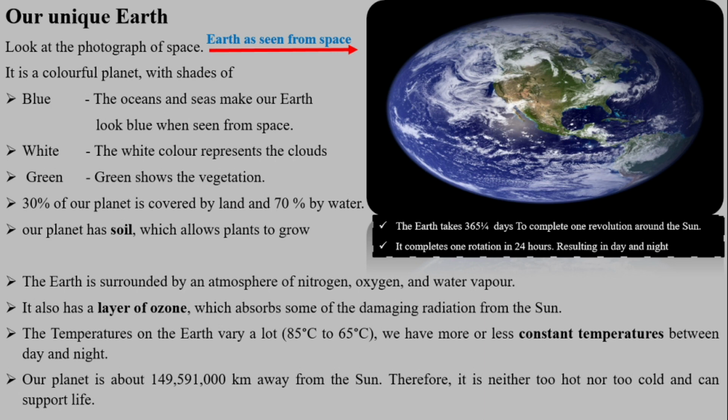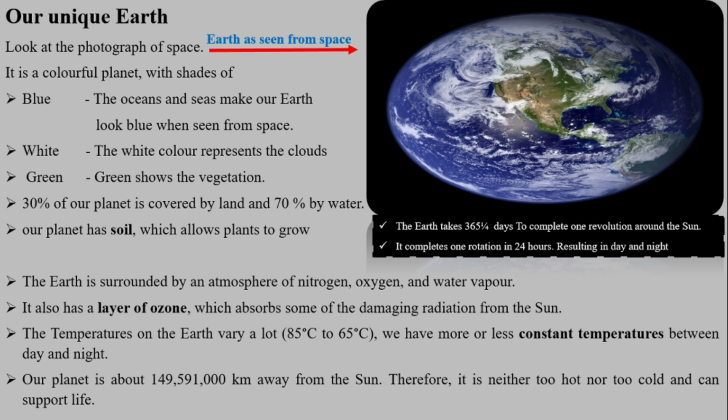And our planet is about this many kilometers away from the sun. Therefore it is neither too hot nor too cold, and we can support life. You can see how many kilometers our planet lies from the sun. This is the distance between the sun and our Earth, and you can read the kilometers over here.